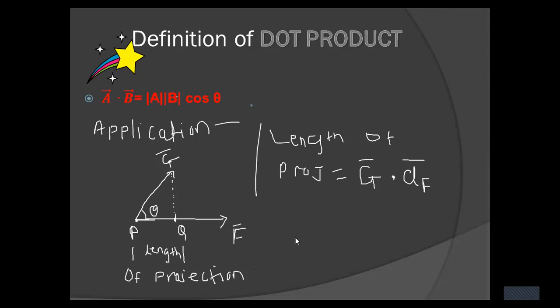The next point is the vector projection. We'll see that point in the next lecture. So everybody note all these points from this lecture: the dot product, the formula of dot product, how we can find the dot product of any two vectors in the Cartesian coordinate system, and the application of this dot product, that is we can find the length of projection.